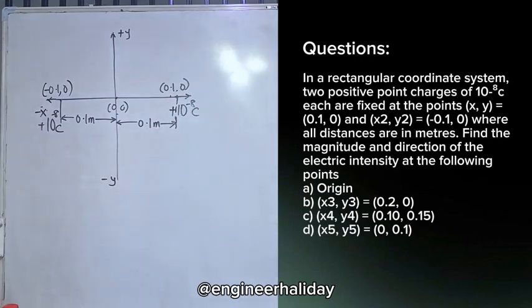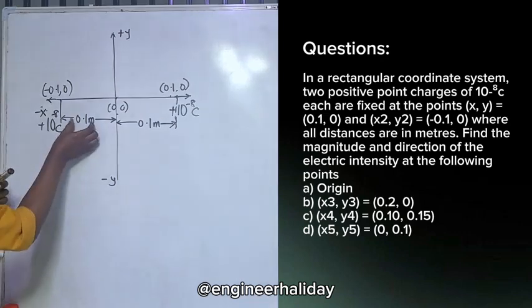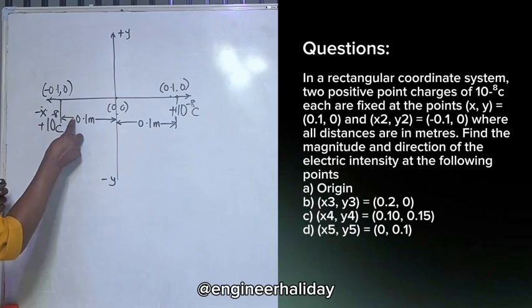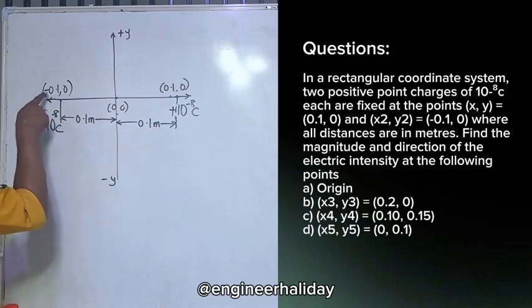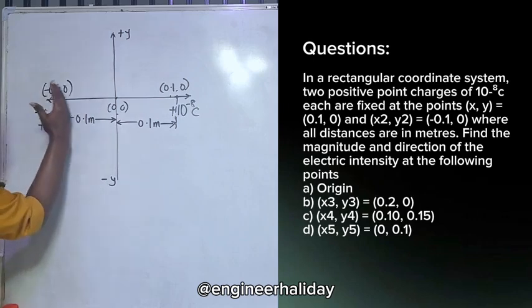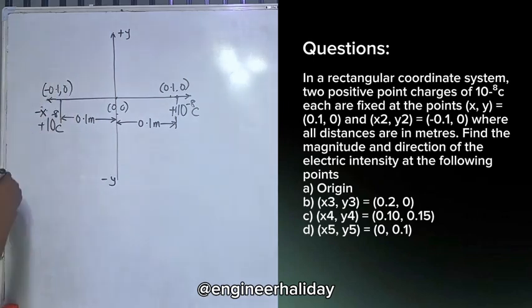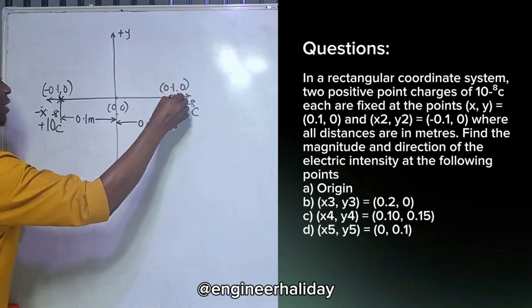Now it's clear. Now, what did they say we should find? Where all distances are measured in meters. That's why I make it meter. It must be 0.1 meter. You cannot put minus 0.1 because distance is not negative. The minus is just to show you the side after 0 towards the negative x-axis. That's where you are going to plot. Plot this one here, plot this one here.